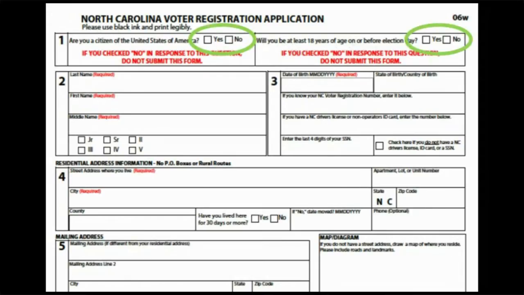Section 1 is going to ask you a few questions. Are you 18? Will you be 18 by the time of the election? And are you a U.S. citizen? Now, if the person checks no to any of these, you can go ahead and take the form right out of their hand. Nicely, of course, because they are ineligible to vote.